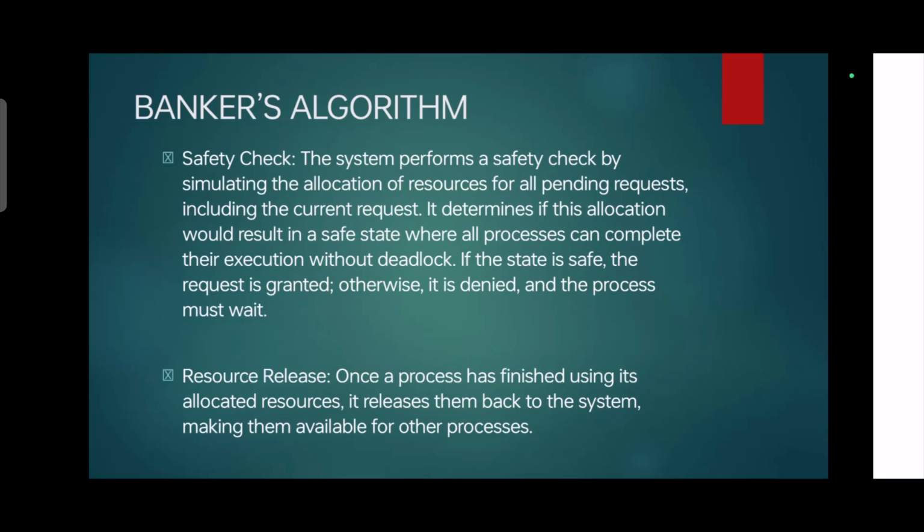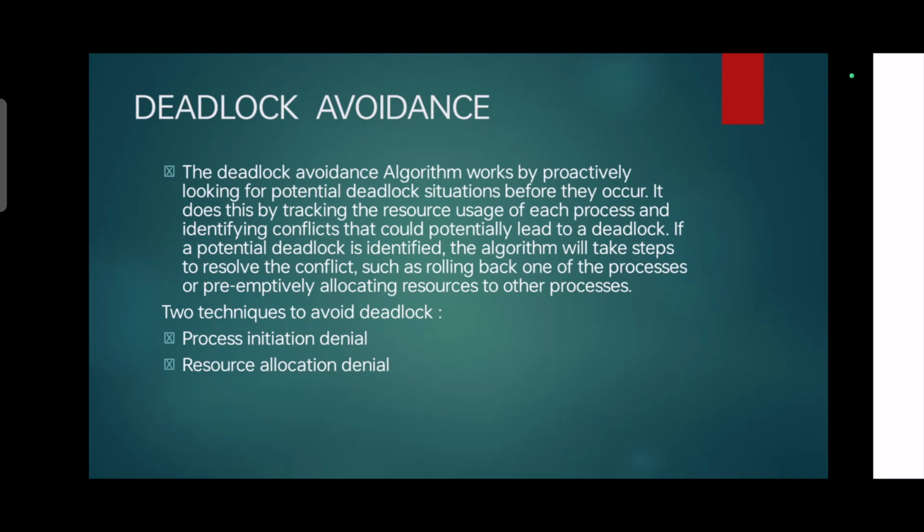Next is resource release. Once a process has finished using its allocated resources, it releases them back to the system, making them available for other processes. So this is the Banker's algorithm and by using it we can avoid our deadlock.